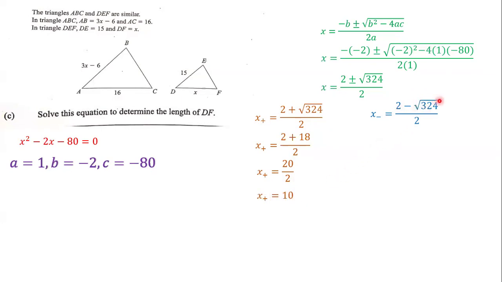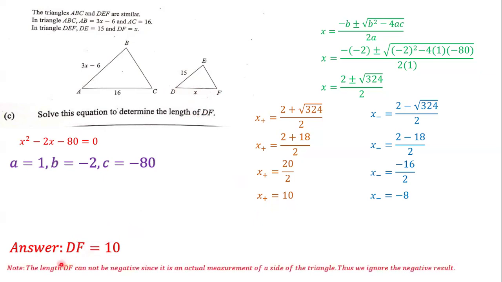Next, we have to take the square root of 324, and the square root of 324 is 18. So we have 2 minus 18, and 2 minus 18 is negative 16. And so we have negative 16 divided by 2, and negative 16 divided by 2 is negative 8. So x positive is 10, and x negative is negative 8. And so what do we have? Well, that means that DF, because we have to solve this equation to determine DF, is equal to x, and x in this case is equal to 10. So DF is going to be equal to 10.